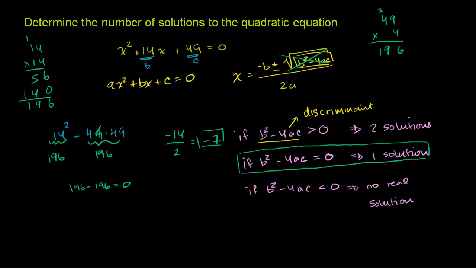But if you just wanted to know how many solutions, you just had to find out that b squared minus 4ac is 0. So it's only going to have one solution. And there are other ways. You could have actually factored this pretty easily into x plus 7 times x plus 7 and gotten the same result.